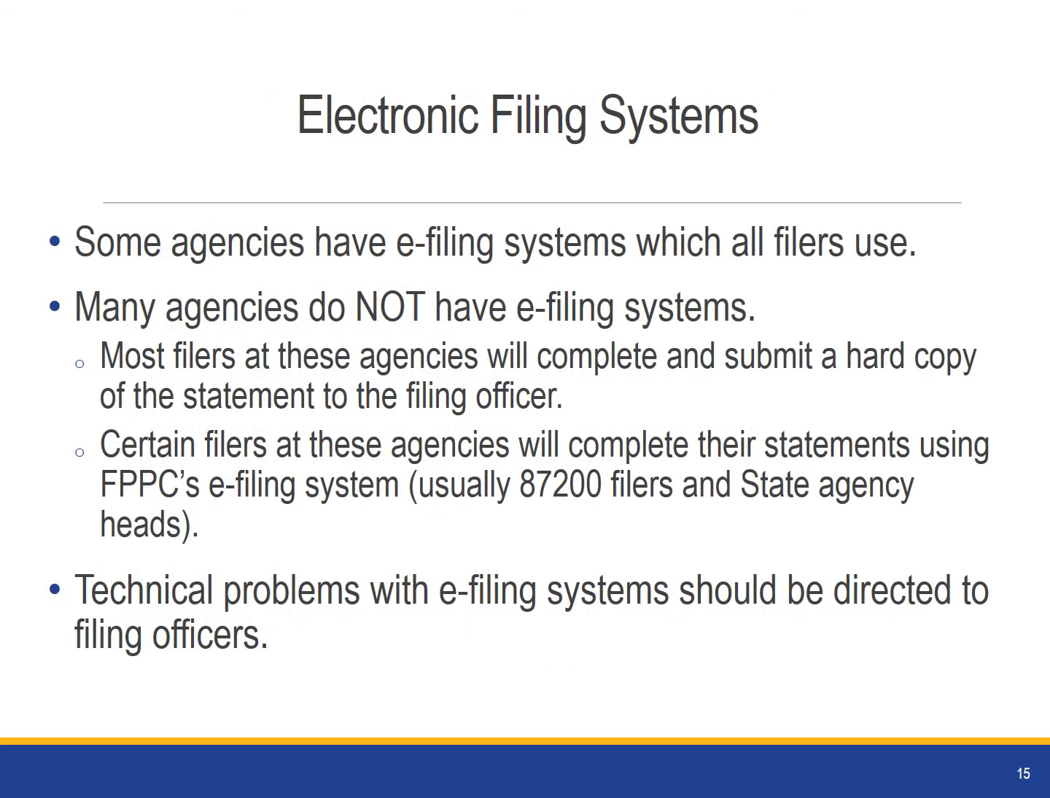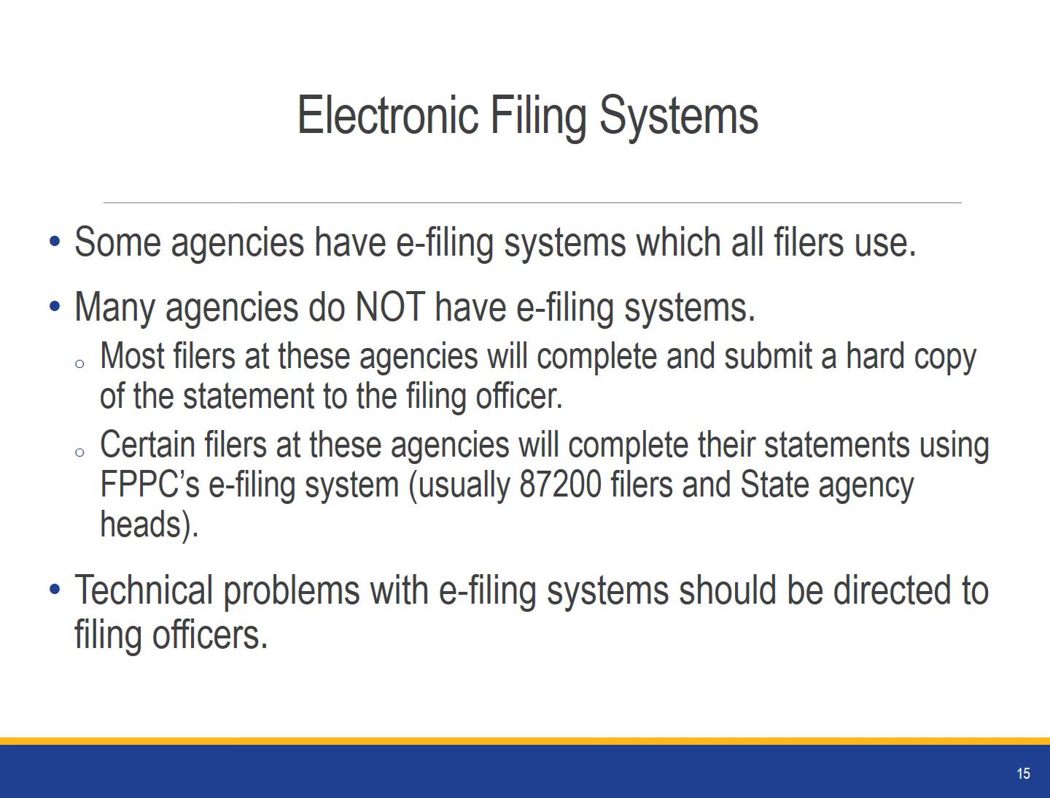FPPC recently launched an electronic filing system for the approximately 25,000 filers whose original statements are forwarded to us. This new system is only for filers whose statements are retained by FPPC. If you are not sure where your completed statement is retained, please review your agency's Conflict of Interest Code or ask your filing officer. If your agency already has an electronic filing system, you will probably continue to file with your home agency system. If you are not sure which system to use, please contact your filing officer.